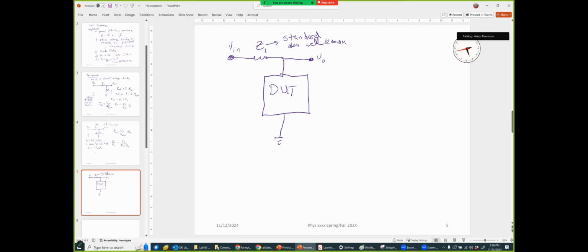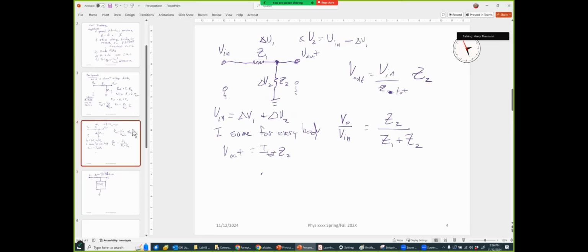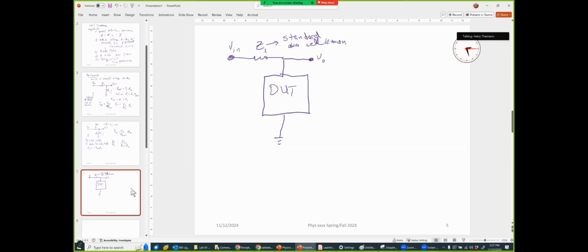So we can put a device there, and we can take a series of measurements, and we've done it before. We know how to rearrange this so we can extract Z2. So if we know Z1, we can get Z2. And we'll go over that. But for now, we're going to stay with V out over V in. And this is what engineers plot.